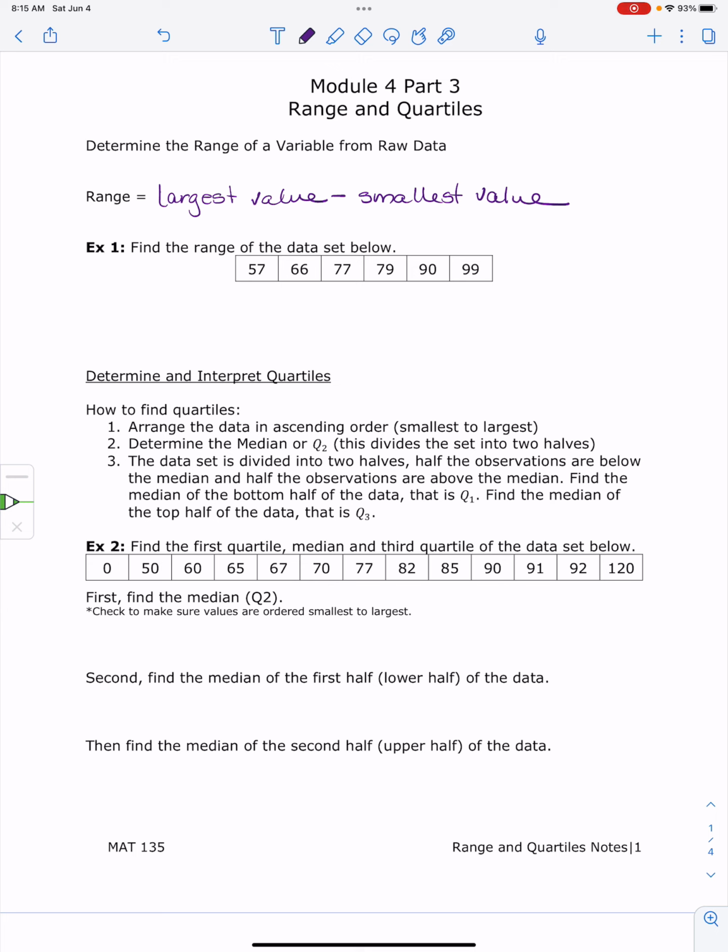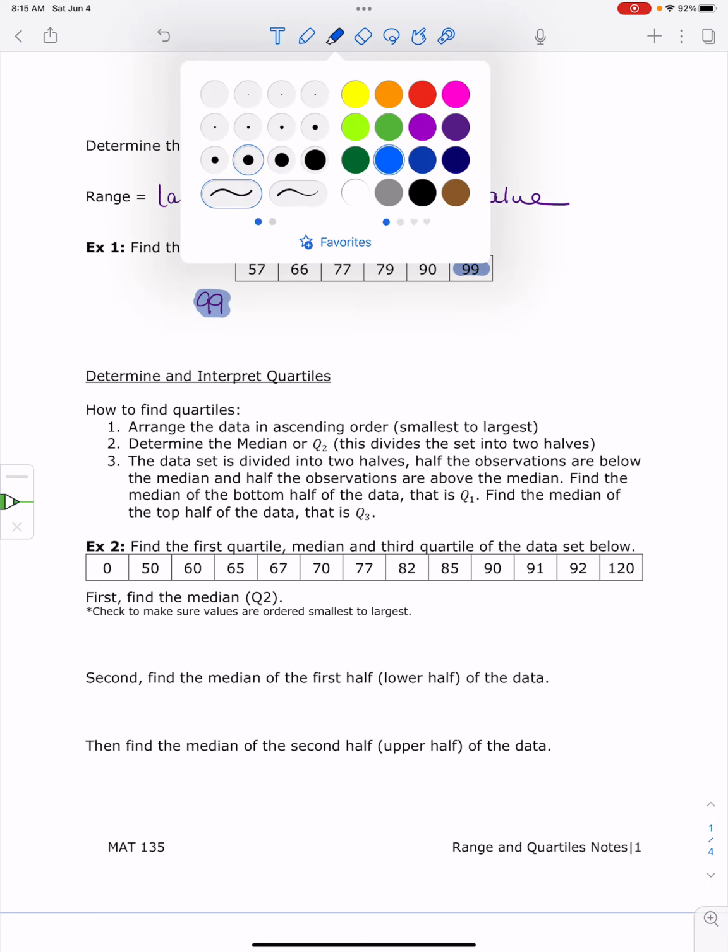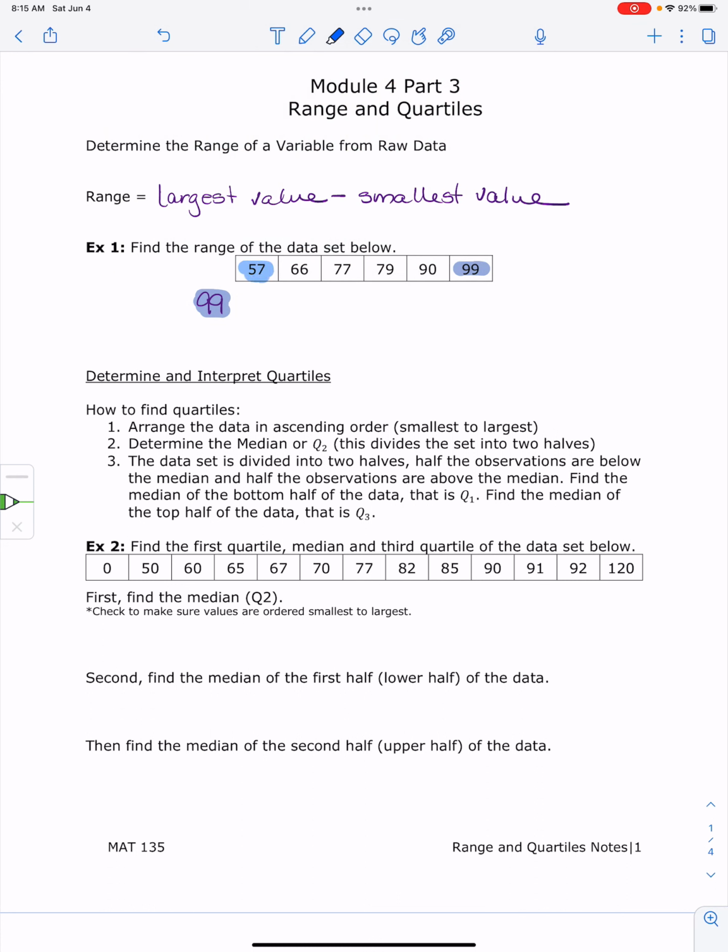Okay, so to find the range of the data set, first we want to make sure that we can identify the largest and the smallest value. So our largest value is here, it's this 99. Our smallest value is right here, it's the 57. And when we subtract those, we get 42. So 42 is the distance from the smallest value to the largest value. That's our range.